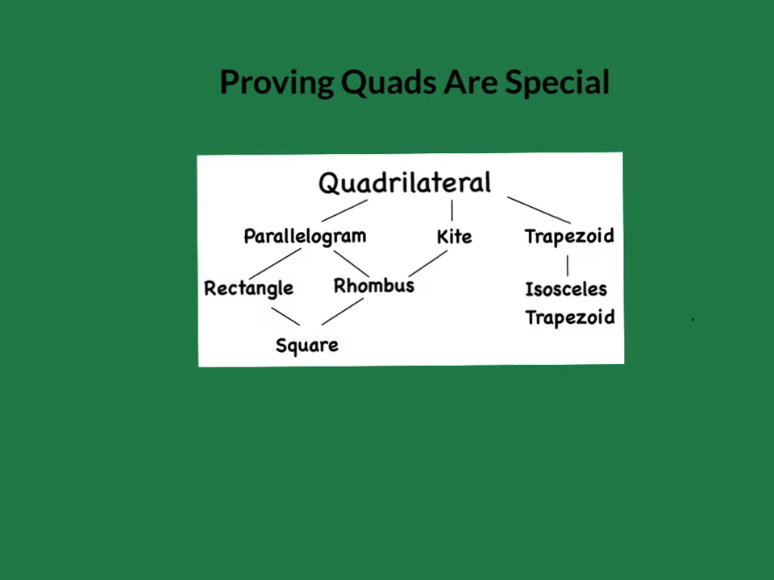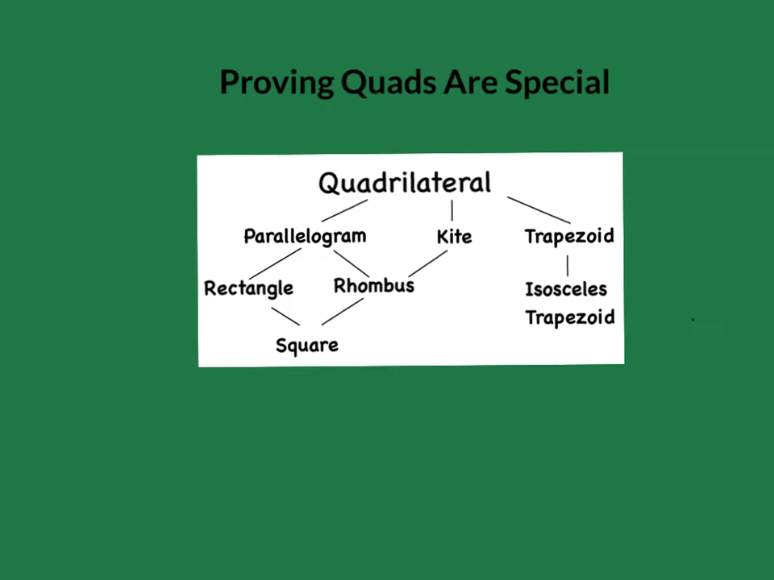Okay, so in this video, we're going to return to this flow chart that I showed you at the beginning of the second semester, because we're going to learn to prove that quadrilaterals are special quadrilaterals, like parallelograms, kites, and trapezoids. We're going to go further into parallelograms to show you how to prove that these quadrilaterals not only are parallelograms, but we'll see if we can prove that they are rectangles or rhombuses or squares.